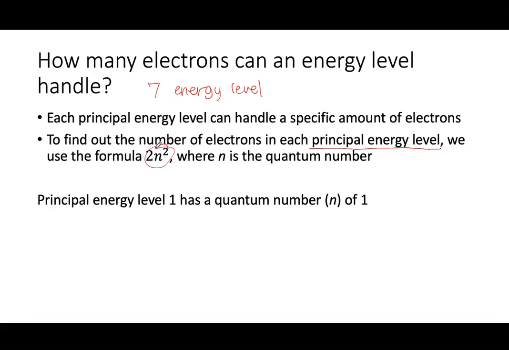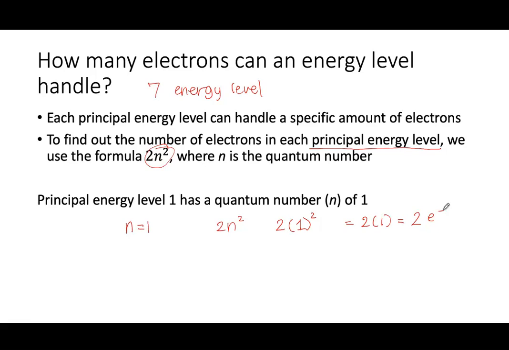At its ground state, obviously, it's not going to be that much, but when it becomes excited, it can handle that many electrons. For example, principal energy level 1 means n is equal to 1. To find out how many electrons it can handle, I'm going to use this formula, 2n squared. So 2 times 1 squared. 1 squared is equal to 1, so that's 2 multiplied by 1. That will give you a maximum number of 2 electrons in principal energy level 1.